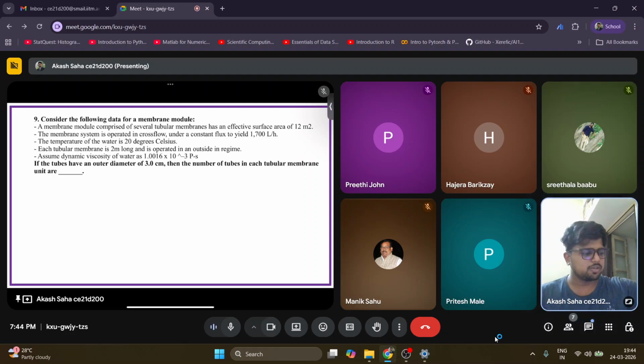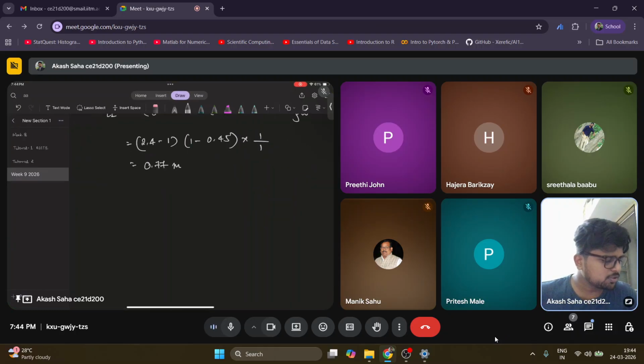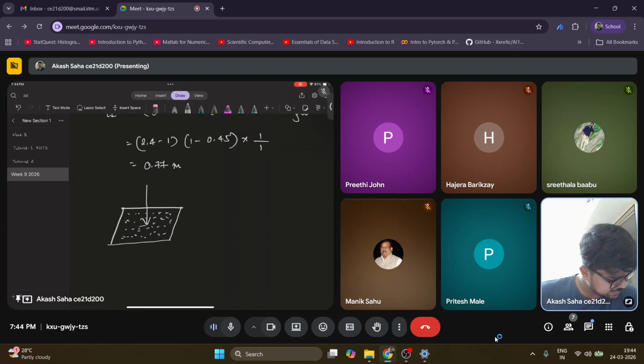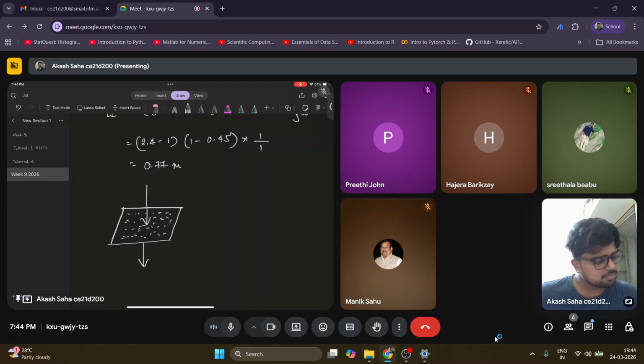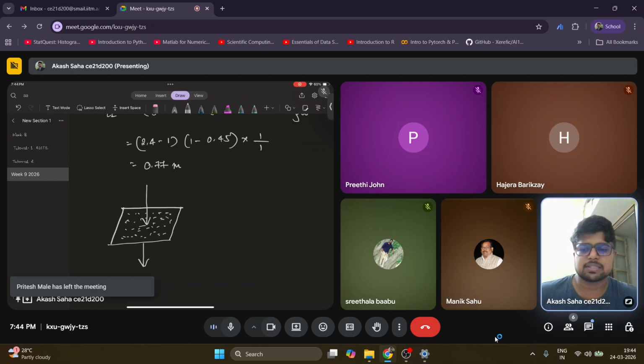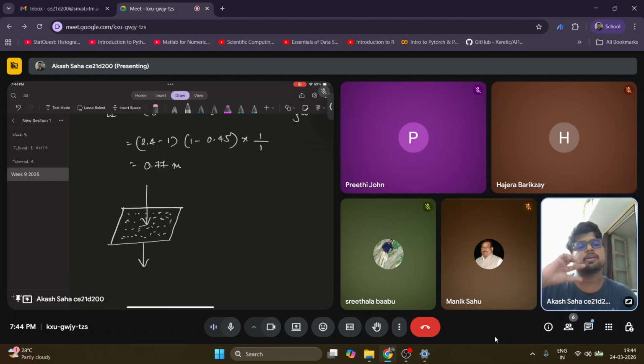Okay, so let me tell you. Generally, suppose we have a membrane like this. Water is flowing from the top. It has so many pores, n number of pores. Then it will go through and filter out. So this is a flat sheet membrane through which water is passing. Now instead of a flat sheet membrane, if I roll this into a kind of tubular membrane.